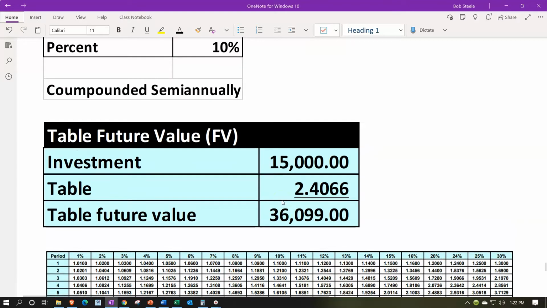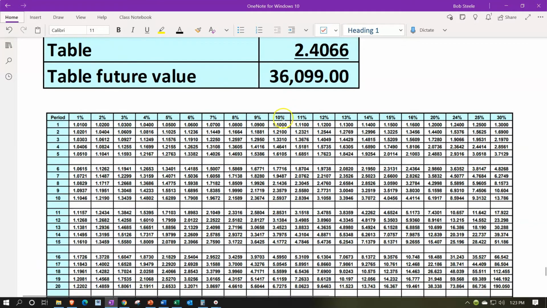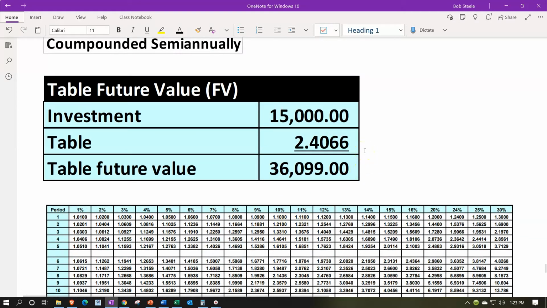And then we have the table. Similar situation with the tables. You have to be careful with the periods. So we have the 15,000, and then we're going to pick the amount up from the table. It's going to be 9 years, but we're not looking at 9 years because we're looking at periods, which are compounded semi-annually. Therefore, it's going to be 18 periods. And then the rate is not 10%, but once again 5%, because the rate needs to be tied to the period that is being covered, which is semi-annual. So we're looking at 18 periods at 5% per period, which gives the 2.4066.